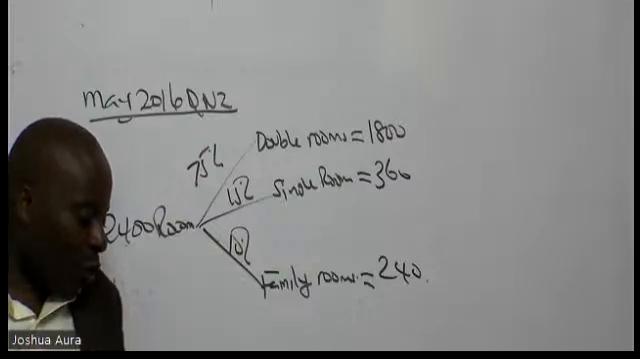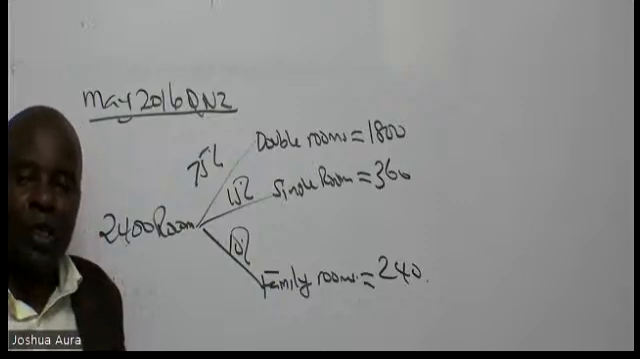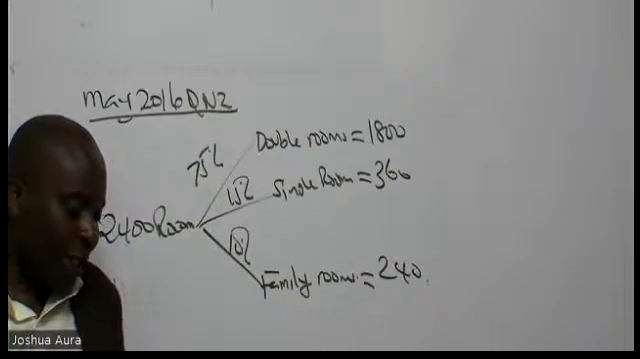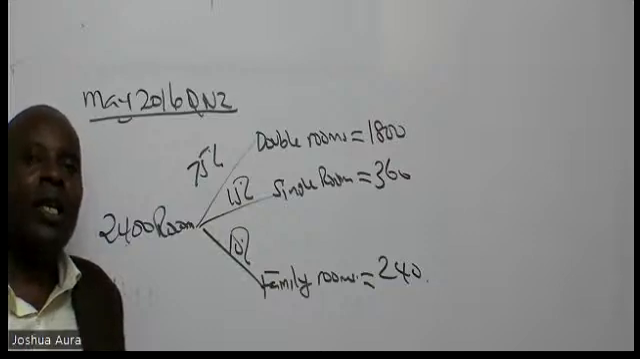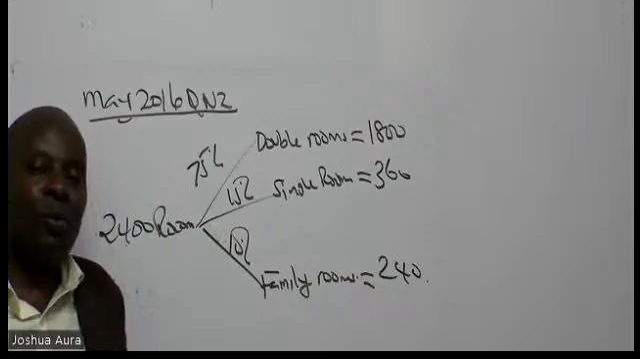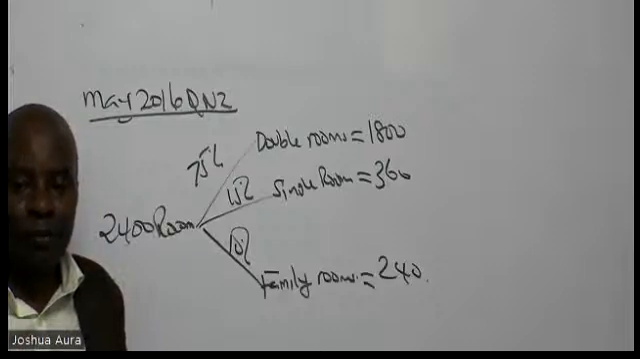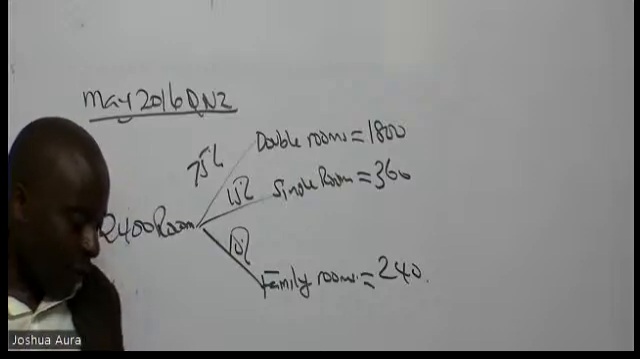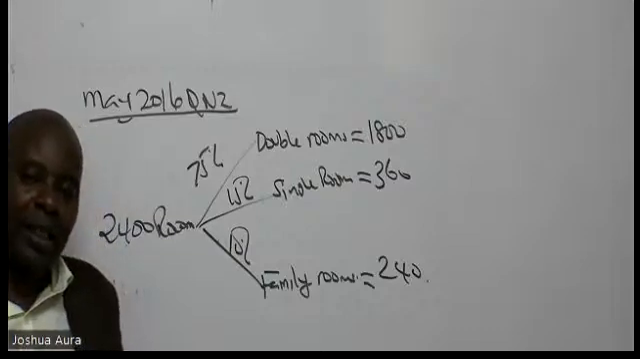Number of guests per room: double rooms, 2. Single rooms, you cannot sleep with somebody there. Single rooms, 1. Family rooms, 4 people. Note, when occupied, all rooms will contain the number of guests as above. So you can't come and tell us, you know what, I'm rich, I want a double room and sleep there alone. No, for us, if it is a double room, 2 of you must sleep there. Great. So you're told there, variable cost per guest per night, 1,000.